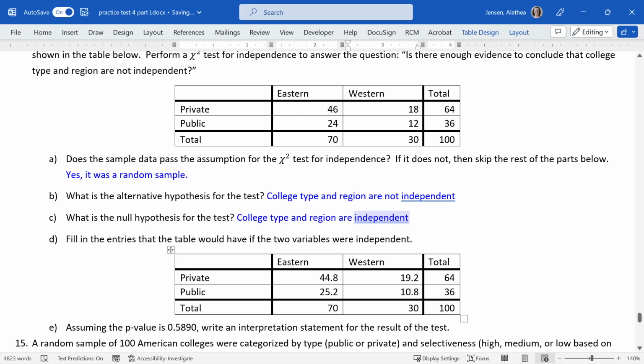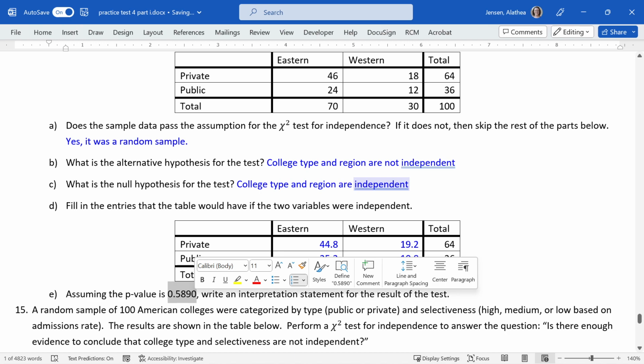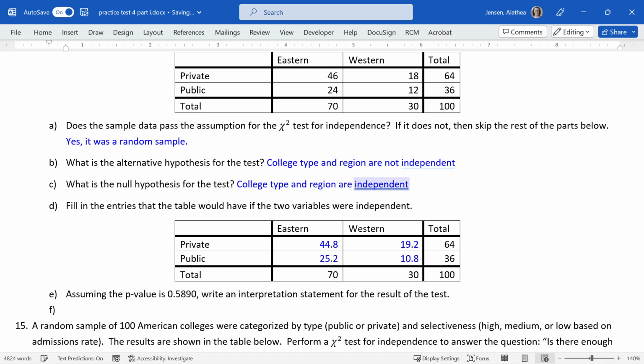Okay, so here are the entries that I got. And now the last question in this part. Assuming the p-value is 0.5890, write an interpretation statement for the result of the test. So this is nowhere near 5%. This is 59% approximately. So we're not going to be able to make a conclusion.